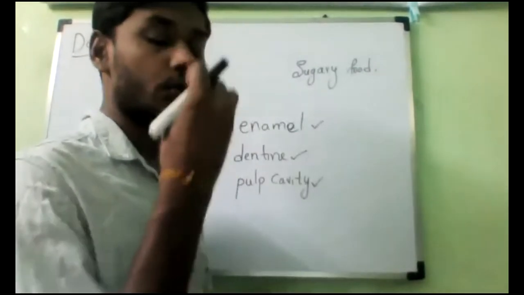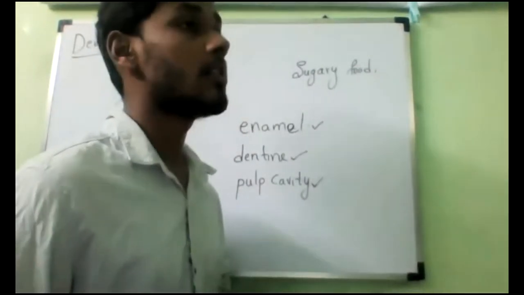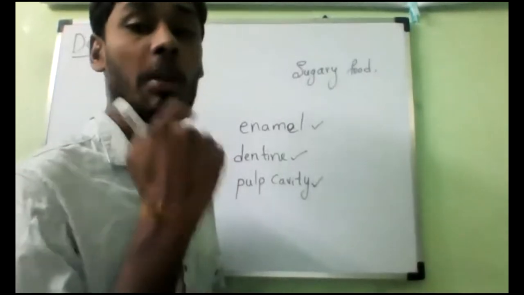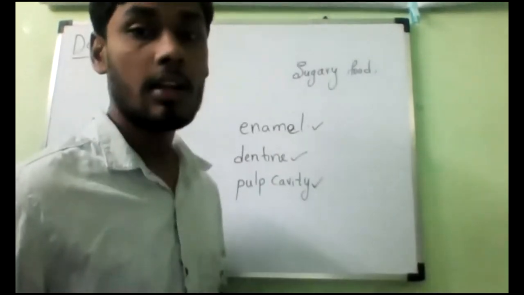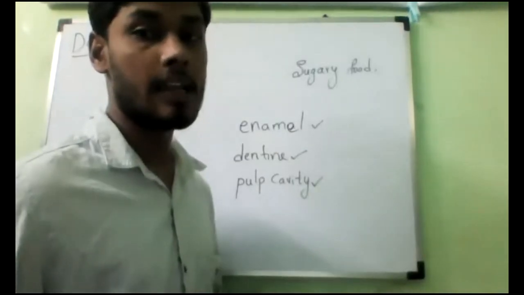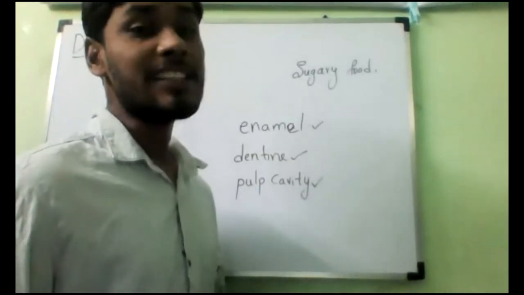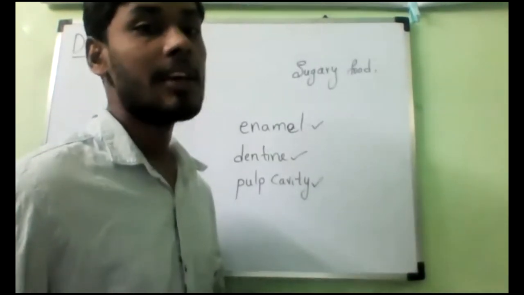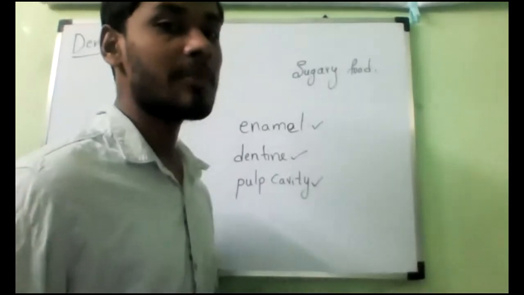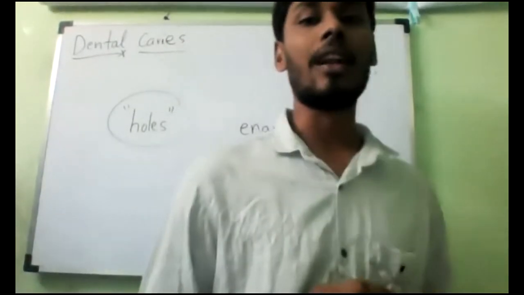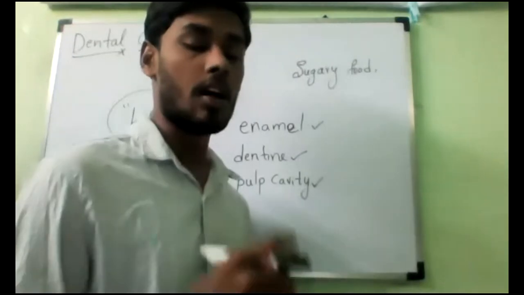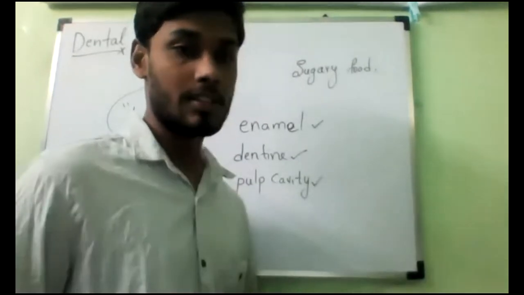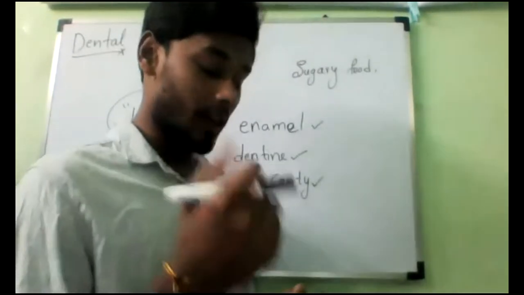So when we are eating this sugary food, the bacteria which is present in our mouth will start reacting with the sugar and it will start producing the acids. So these acids first dissolve the calcium salts from the tooth enamel and then from dentin, forming small cavities or holes in the tooth over a period of time.